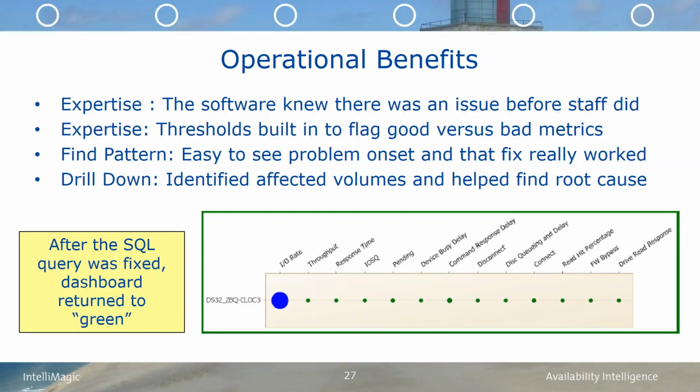The built-in thresholds were very instrumental in determining what is good versus bad behavior. You're just seeing a connect time and noticing it was a little higher than before. Is it good? Is it bad? How bad are things? The software is able to tell you that right away. It's easy to find a pattern and find when the problem started and make sure that the fix really worked. And finally, the drill down helped you identify specific volumes that were related and helped you find the root cause pretty quickly. So that's kind of the operational benefits that were derived from using IntelliMagic Vision in this case.